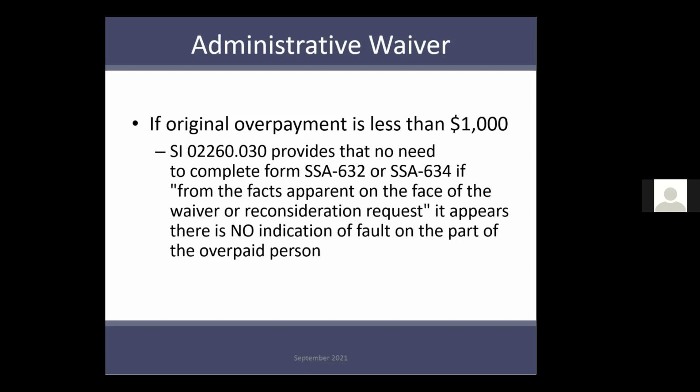I've had clients, especially either concurrent recipients or someone with maybe a slightly less common monthly benefit amount, who randomly just got more than they should have one month. Social Security just messed up. And if it was less than $1,000, you can ask to say, this should all be waived because it was clearly Social Security's fault, which is the language from the POMS: from the facts apparent on the face of the waiver or reconsideration request, there's no indication of fault on the part of the overpaid person. So it's a helpful provision to use.